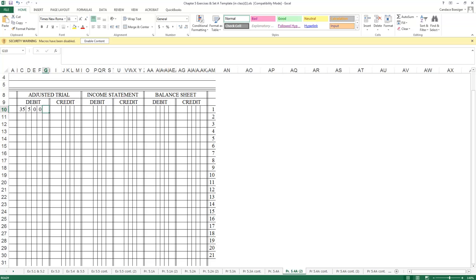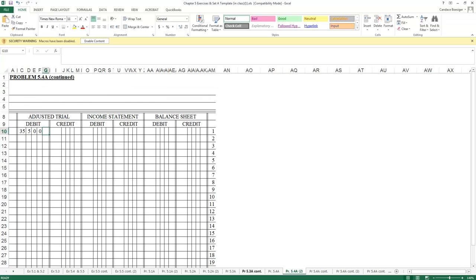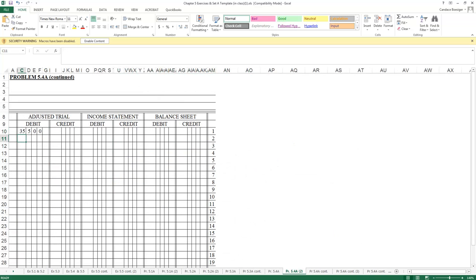So again, this is on the same worksheet you've had. On mine, it's on a different tab. On yours, it's just on the second side of your book. So here, accounts receivable, right here. This is the line we're looking at. So here's the trial balance, and there's no adjustments at all. So we just bring that debit balance straight over.